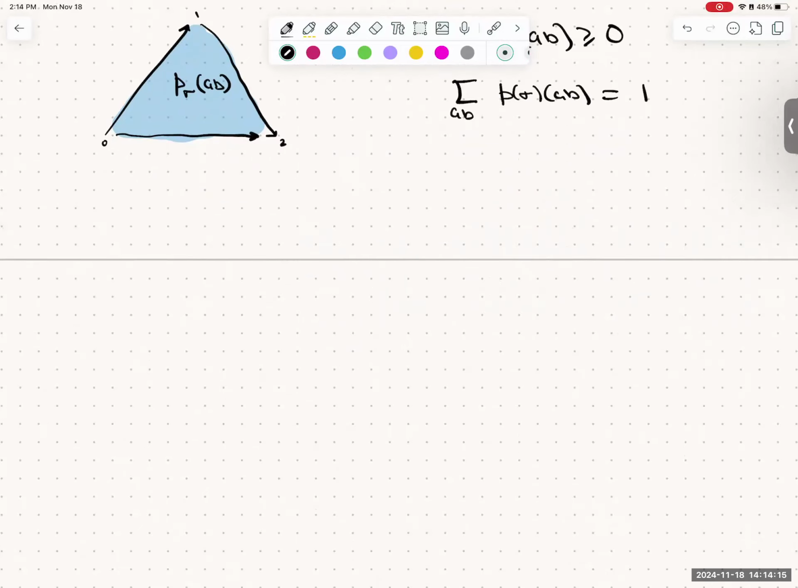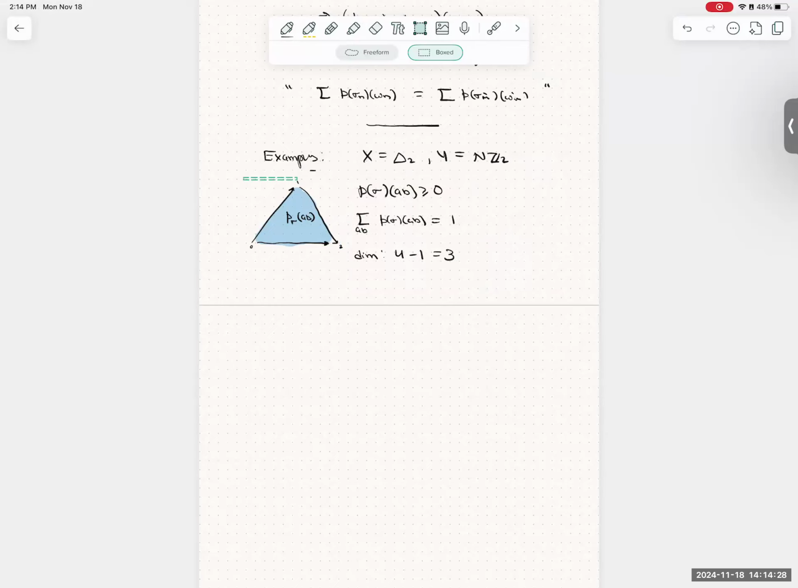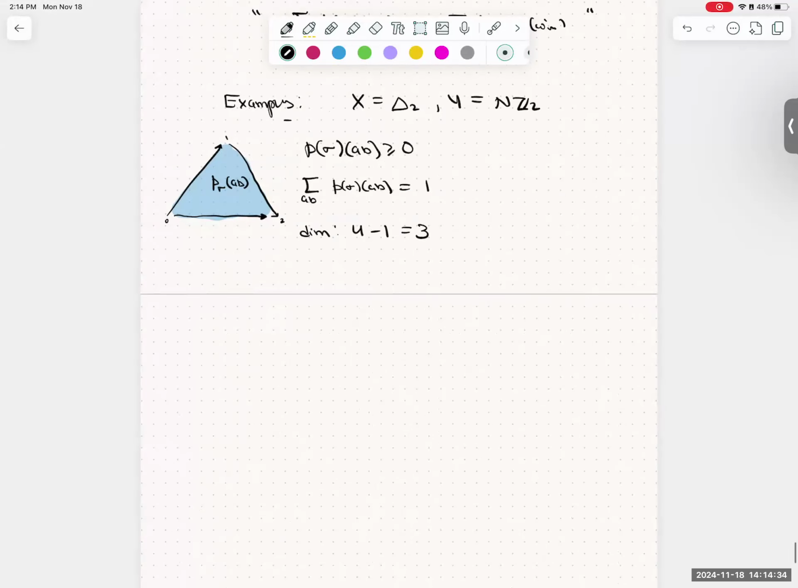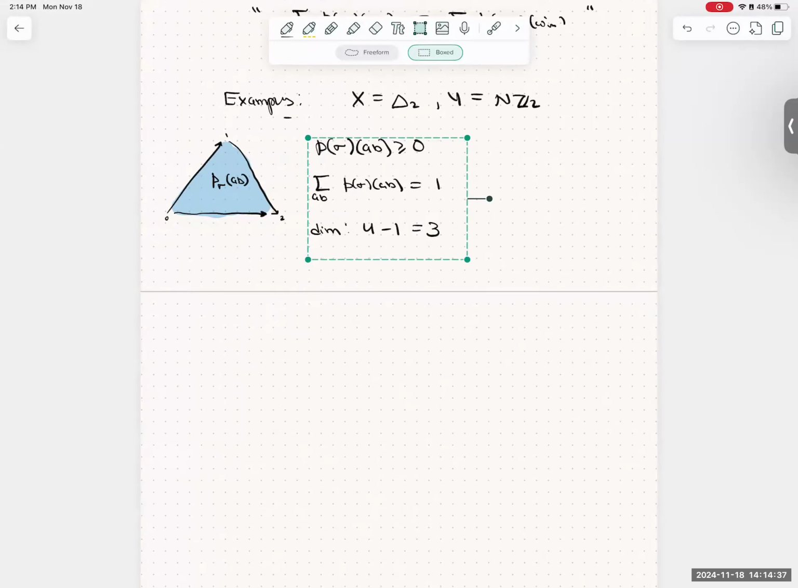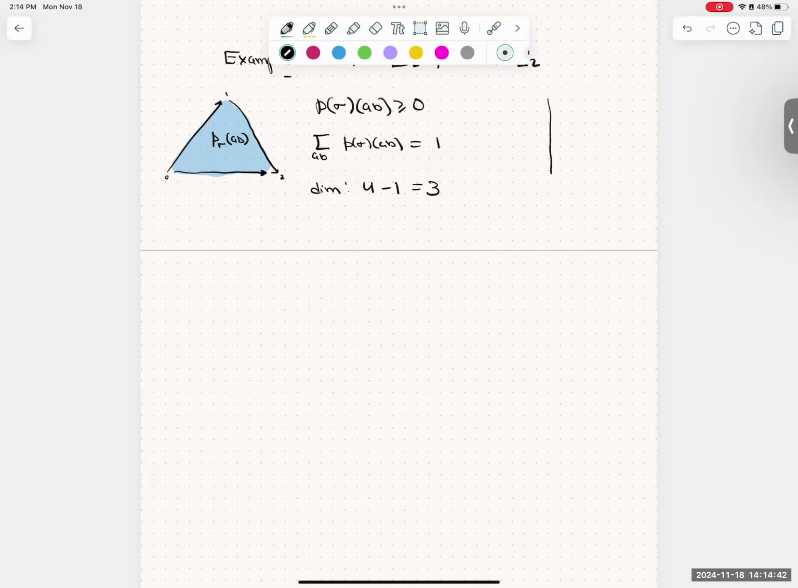So the dimension here will be 4 minus 1 equals 3. In fact, we can draw this. It will look a little bit like the previous picture, but I don't want that to be deceiving. So it will be something like this, and it will include the origin.